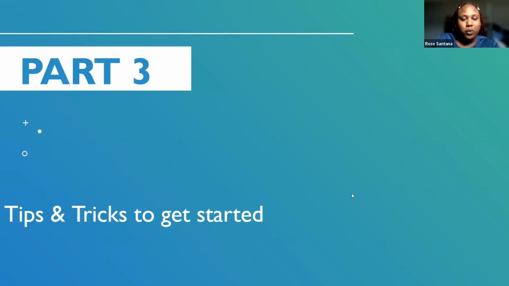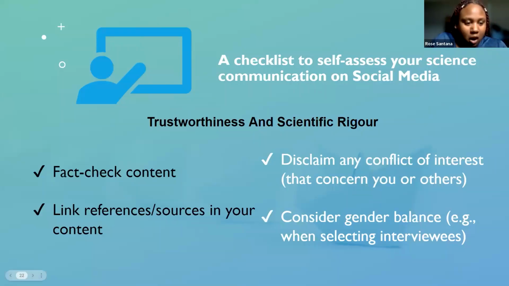Okay, so let's jump right into the tips and tricks on how to get started. First of all, I like to think of this as a checklist to self-assess your science communication on social media. One thing that we just mentioned that is super important is fact-checking content. You want to be really clear with what you're presenting, but you want to be factual. You want to be able to link your references and sources in your content. You want to disclaim any conflict of interest that concerns you or others. And you want to consider gender balance, especially when selecting interviewees, or when you're talking about the type of stuff that you're sharing. You don't want to have any biases in it, right?